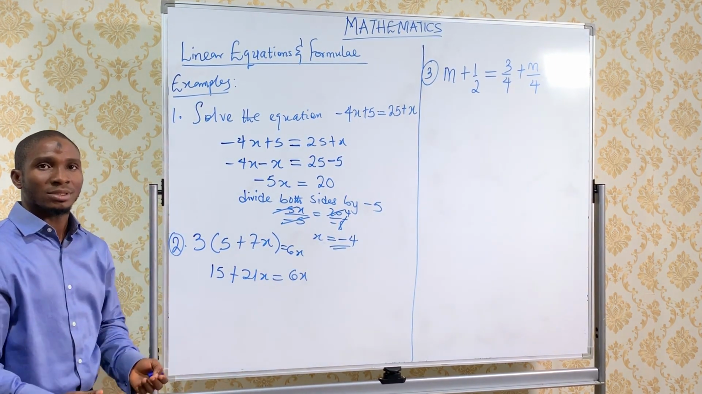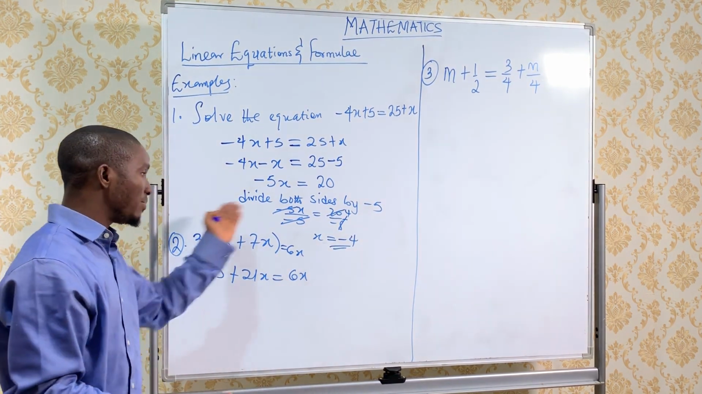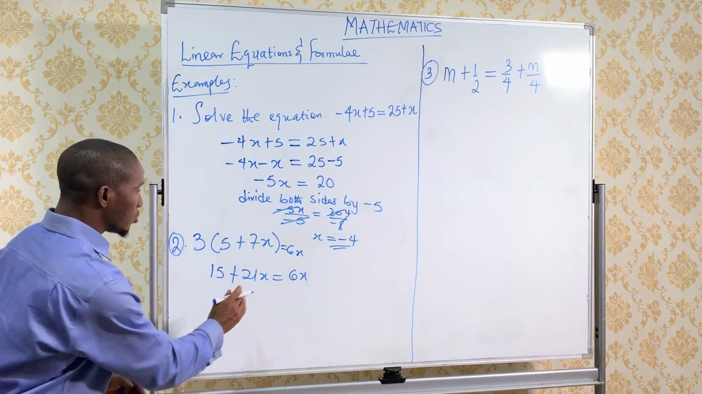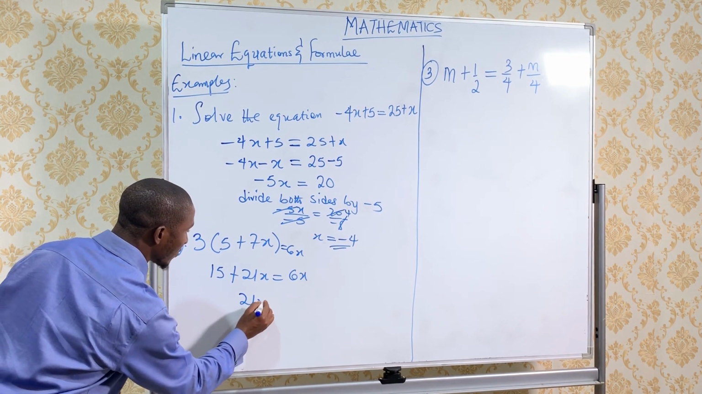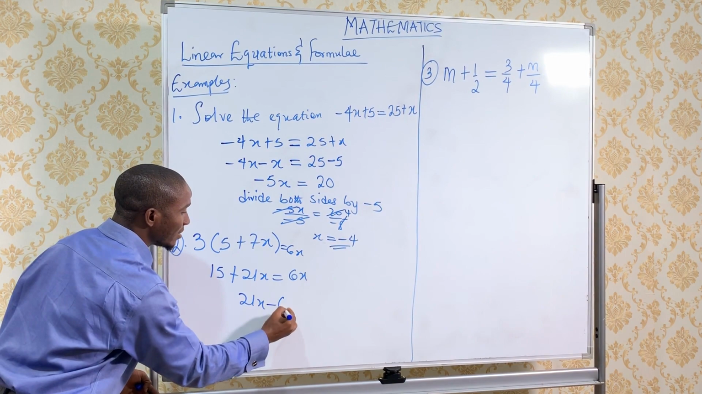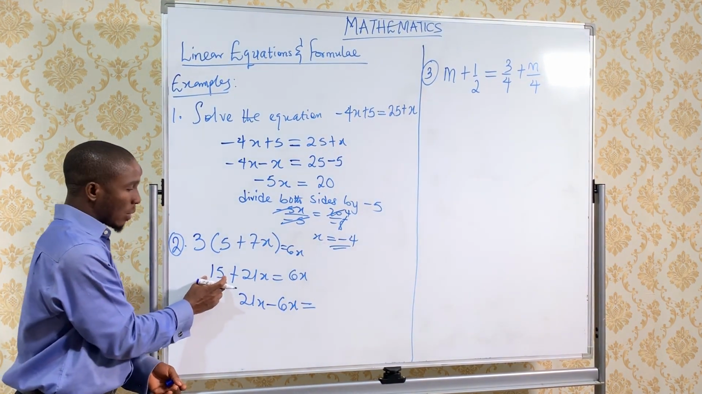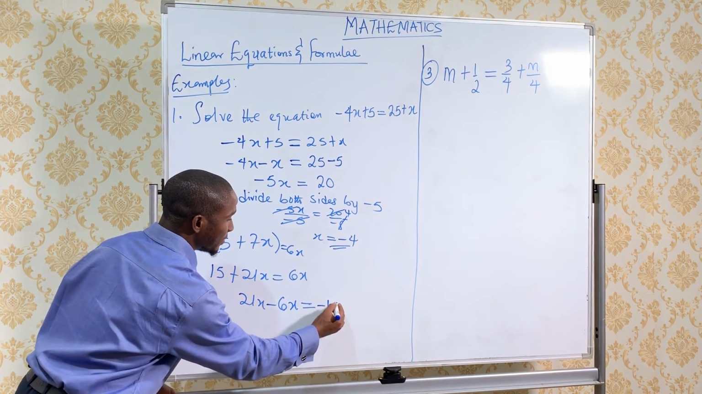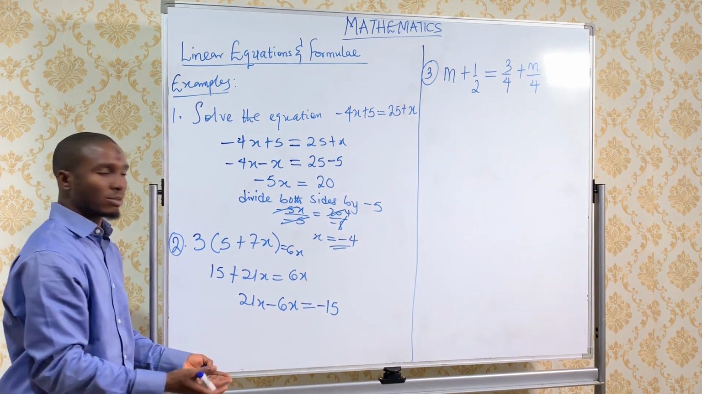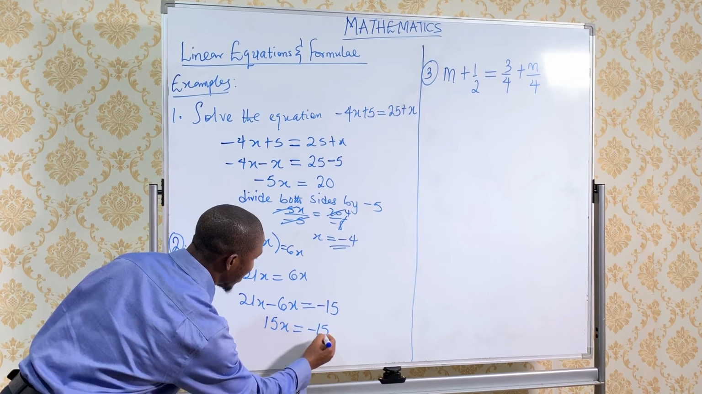Then you collect like terms. The variable that has an x can be at the left hand side. The one that does not have an x can be transferred to the other side. So you are going to have 21x. This is plus 6x. When it comes here, it becomes minus 6x, equals to, this is plus 15. When it comes here, it becomes minus 15. Now, 21x minus 6x becomes what? 15x, equals minus 15.